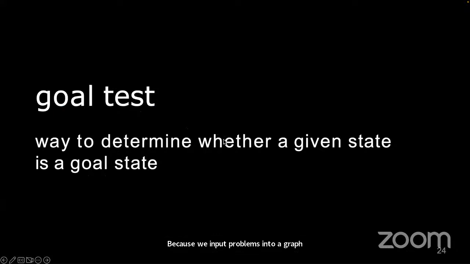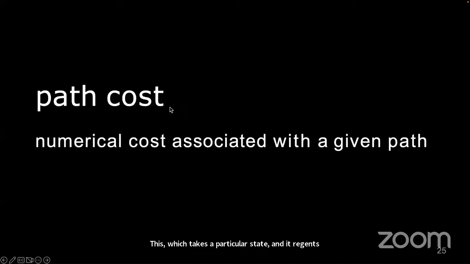Another concept is required to solve this problem, which is the goal test, which takes a particular state and returns whether this is our expected final state. And the next concept is known as path cost.